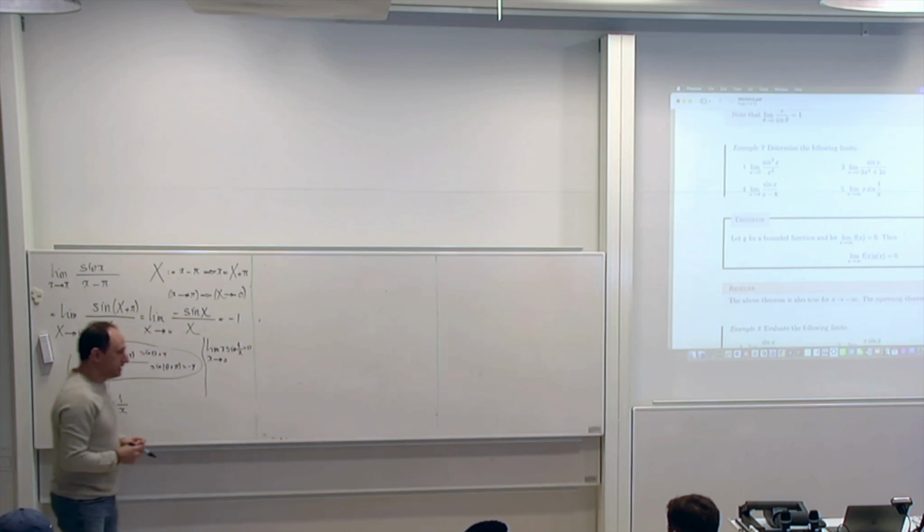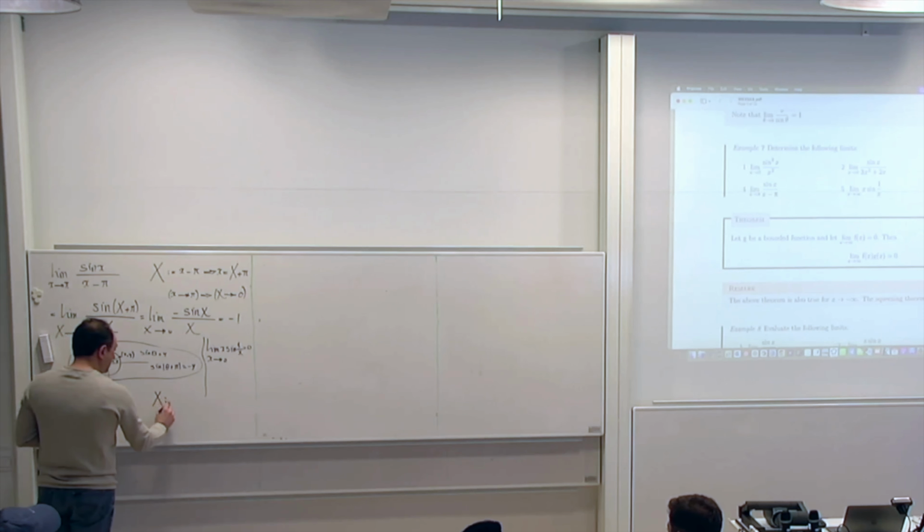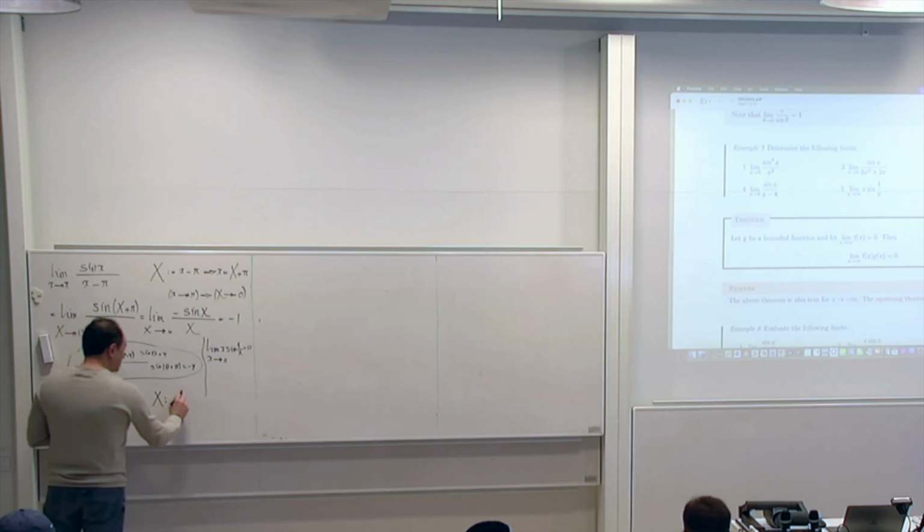But here, even though this is bounded, this part does not go to 0. It goes to infinity. So what can I do? I cannot use that theorem. So what should I do? Again, the method of substitution. I will introduce x. Do you have any guess? 1 over x, very good.